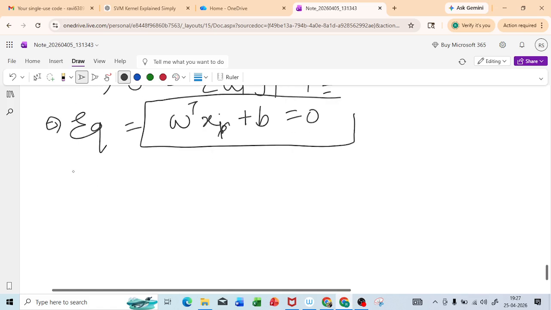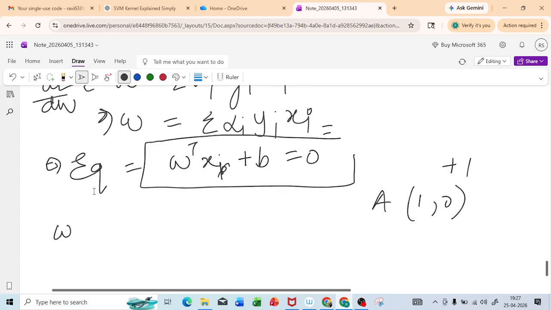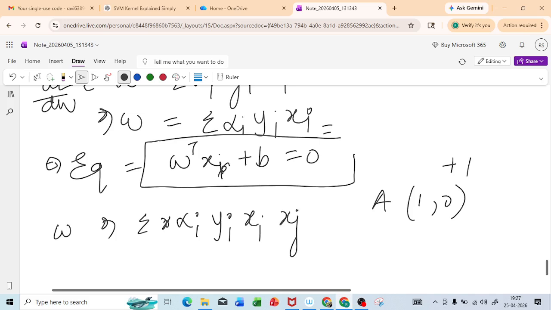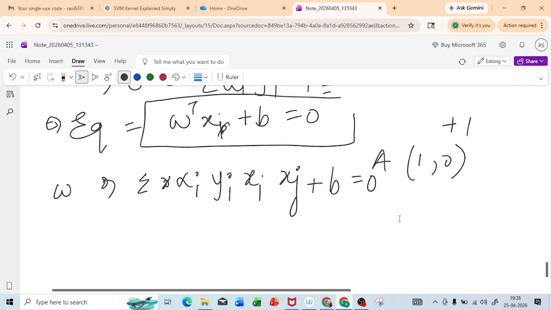So for our kernel equation, let's take point A. Point A is 1 comma 0, and we know the label of this is plus 1. So if we take this, our w is, let's write it over here, nothing but the summation of alpha_i into y_i into x_i, and then it becomes x_j plus b equal to 0. All right, this is for point A.